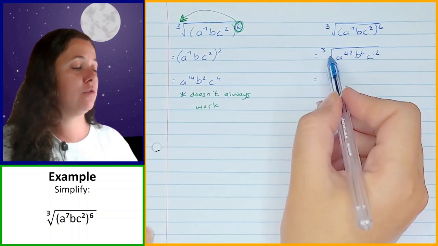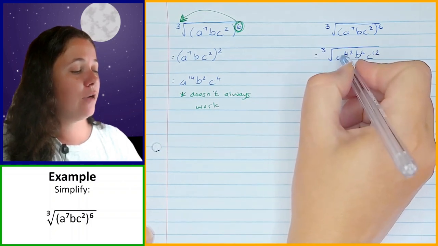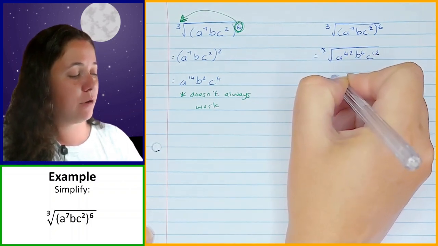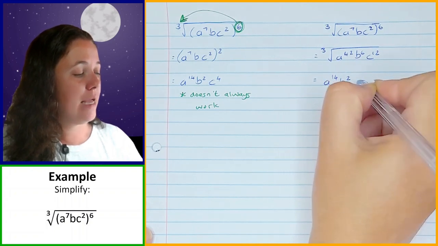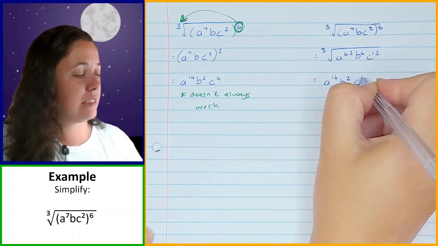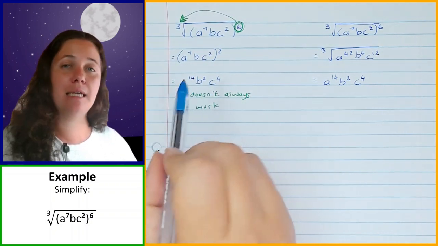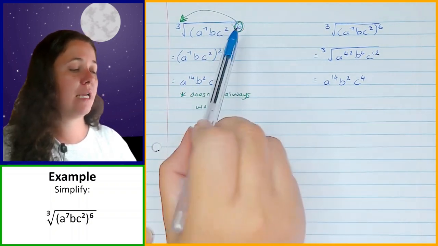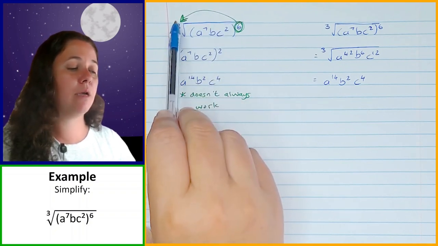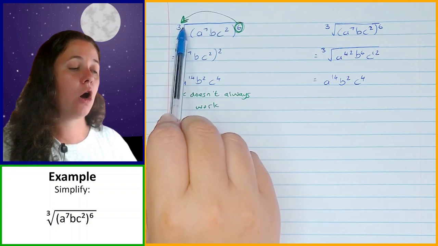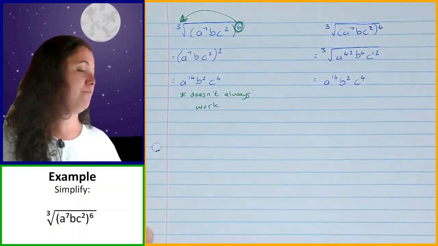Okay, so now I'm going to take the cube root by dividing all of the exponents by 3, and 42 divided by 3 is 14, so it's a to the power of 14. 6 divided by 3 is 2, so that's b to the power of 2, and 12 divided by 3 is 4, so that's c to the power of 4. So you get the same answer both ways. But the first method is easier, but it will only work if that exponent outside the brackets is a multiple of your number outside the root sign over here.